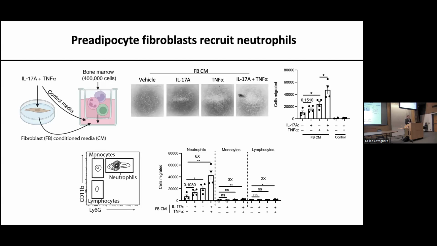Next, to understand which cell types are actually preferentially migrating toward the fibroblasts, we use flow cytometry. And we can see that fibroblasts are really potently recruiting neutrophils specifically. There's some significant monocyte and lymphocyte migration, but really it's dominantly promoting neutrophil migration.